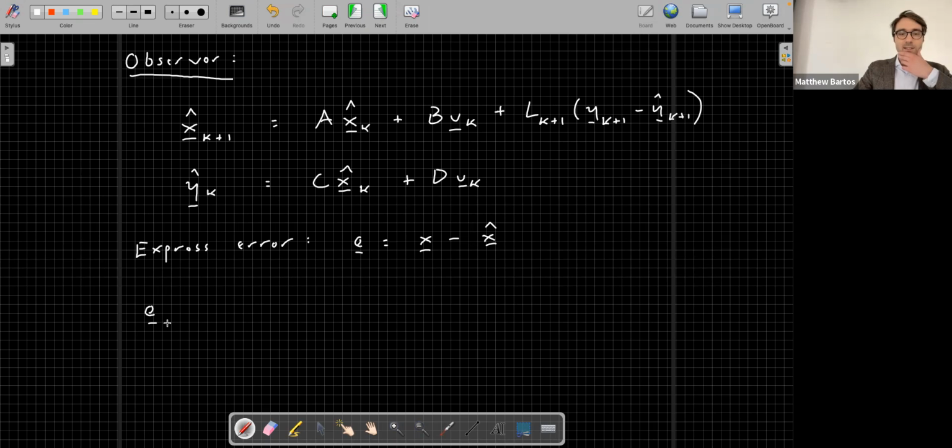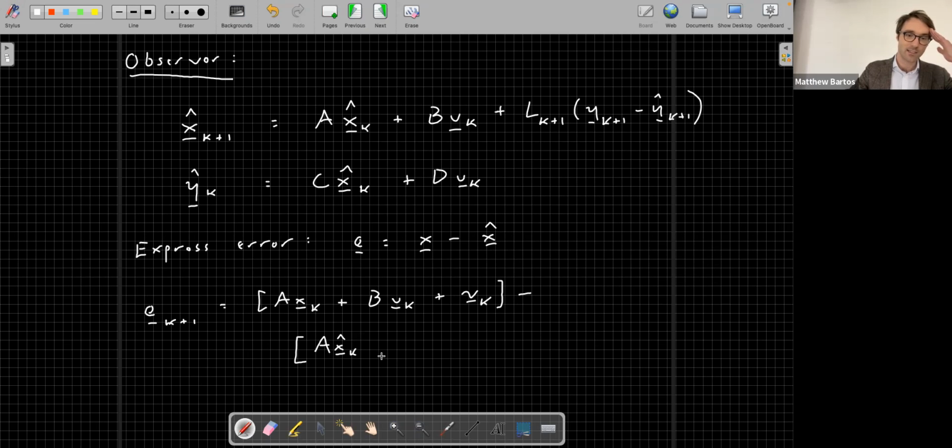If we plug that in and simplify, what we get is the following. For x, we have Ax_k plus Bu_k plus v_k, our vector of random noise now. And we subtract our expression for x hat_k+1, which will be A x hat_k plus Bu_k plus L_k+1 times y_k+1 minus y hat_k+1.